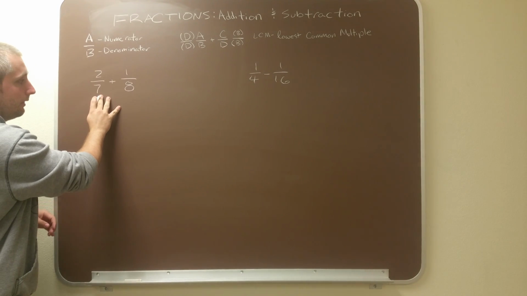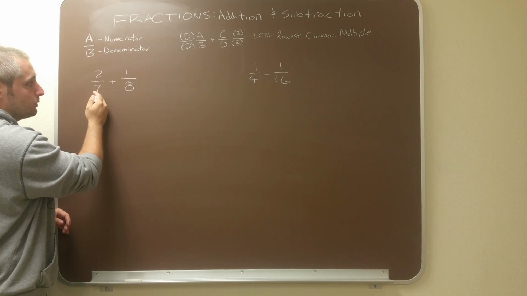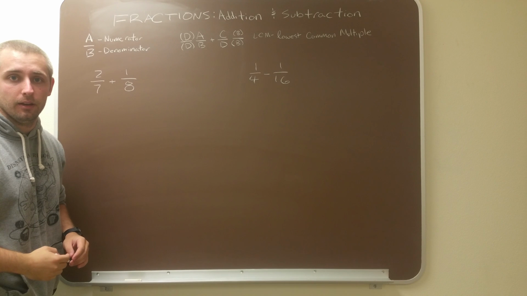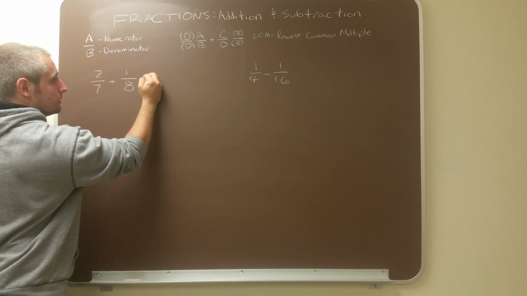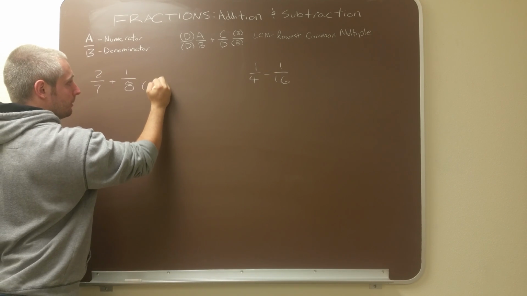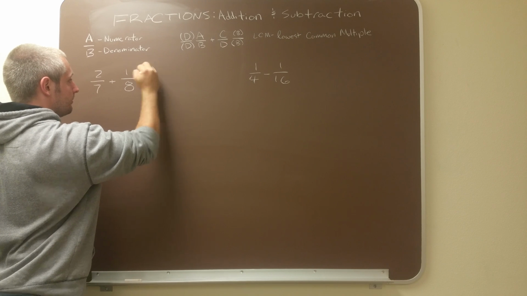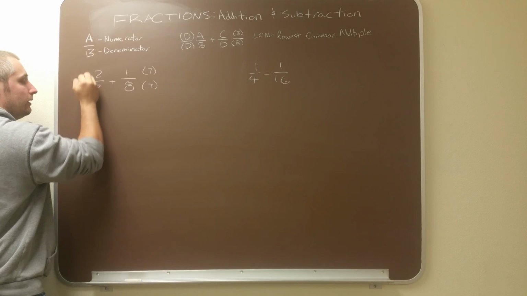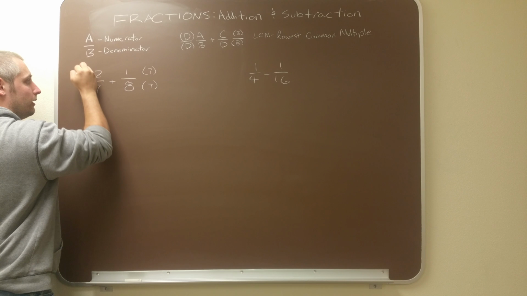So if we practice on this one, we can see that this one has 7 and this one has 8. So what we're going to do is multiply this guy by 7 over 7 and this one by 8 over 8.